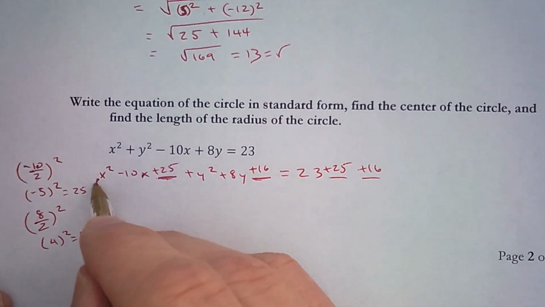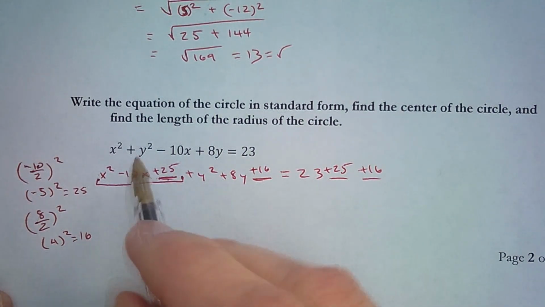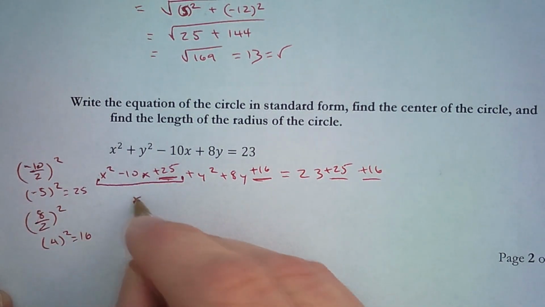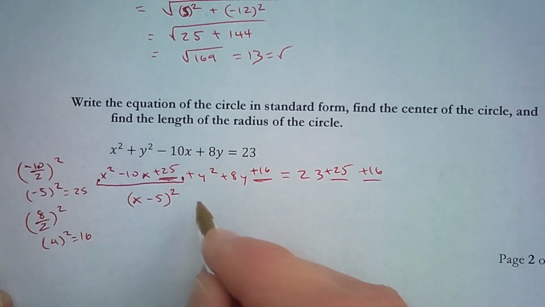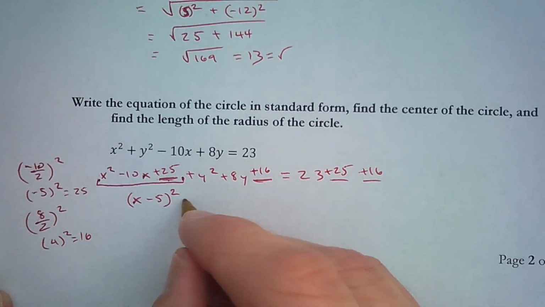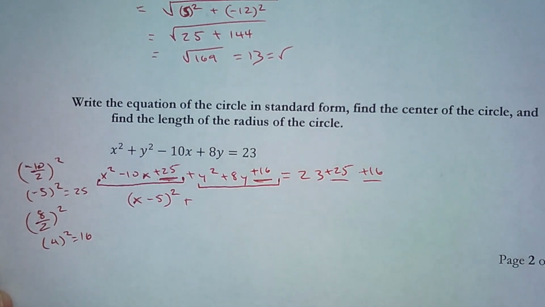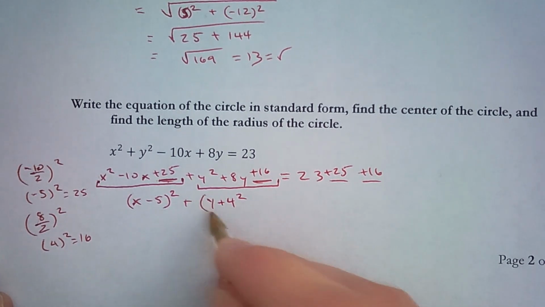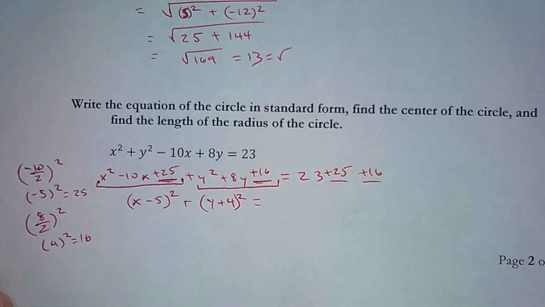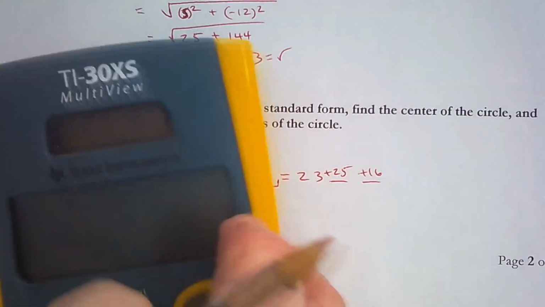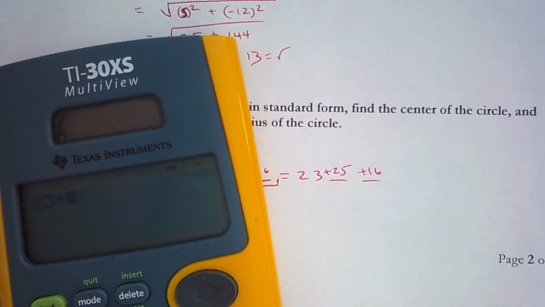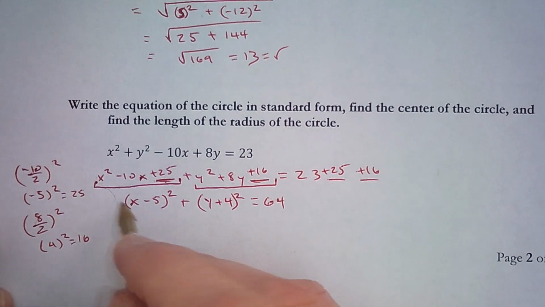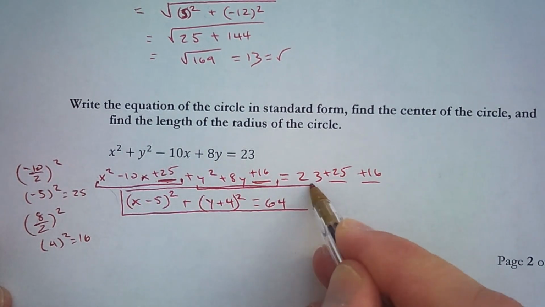Okay, now we factor. So we will factor this right here, and to factor it, nice and easy, just take b divided by 2, which we did right here. It's a negative 5. So we have x minus 5 squared. Okay, then we have plus, and we do the same with the y's. Half of b is 4, so it's y plus 4 squared. Equals, and then we add 23, 25, and 16. And we get 64. And there is the equation in standard form.